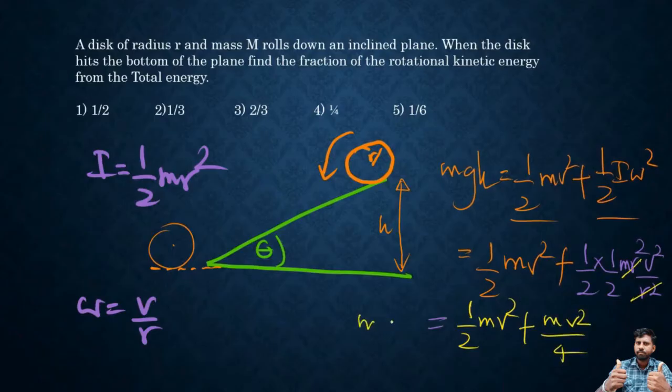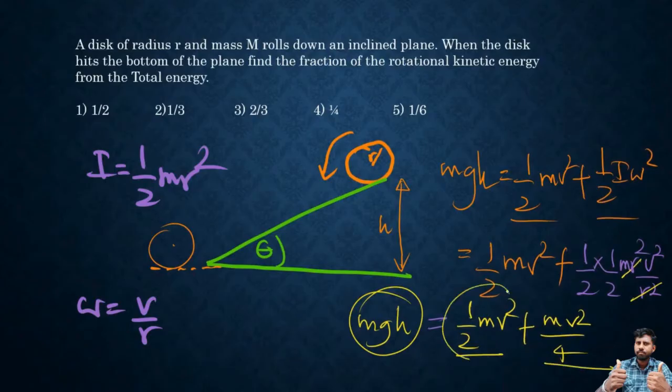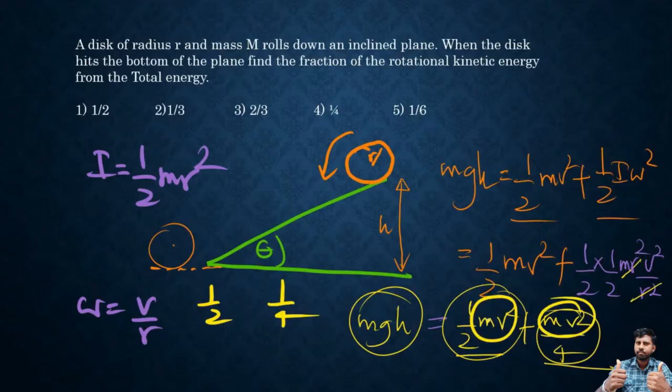So mgh we should divide in between half mv squared and mv squared by 4. So I'm going to take the ratio of these two. That's easy, right? The ratio I have to take is half and 1 over 4, because mv squared is common in both. So this is the ratio I have to take. To this ratio I have to divide mgh.